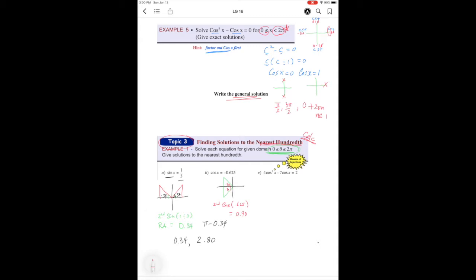Now to find theta, well, in quadrant 2, it's going to be pi take away 0.9. And what do we get? We get an answer of 2.24. And in the third quadrant, we're going to go pi plus 0.9. So pi plus 0.9. And we get 4.04. So there's the answers for B.